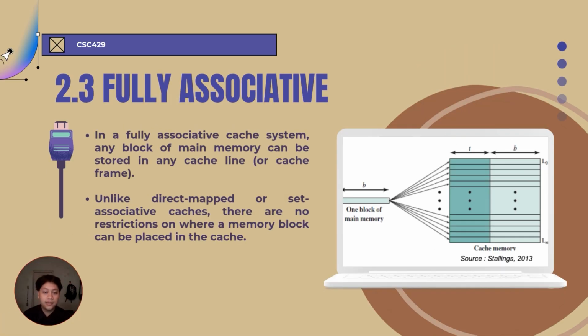Today we're looking at the fully associative cache. Imagine your computer memory is a big warehouse and the cache is a small, fast shelf right next to you. In a fully associative system, any item from that big warehouse can go into any empty spot on your fast shelf. There are no rules about where it has to sit. It can go anywhere there's a space. This makes it very flexible and efficient for quickly finding what the computer needs. That is a fully associative cache, total freedom for data placement.